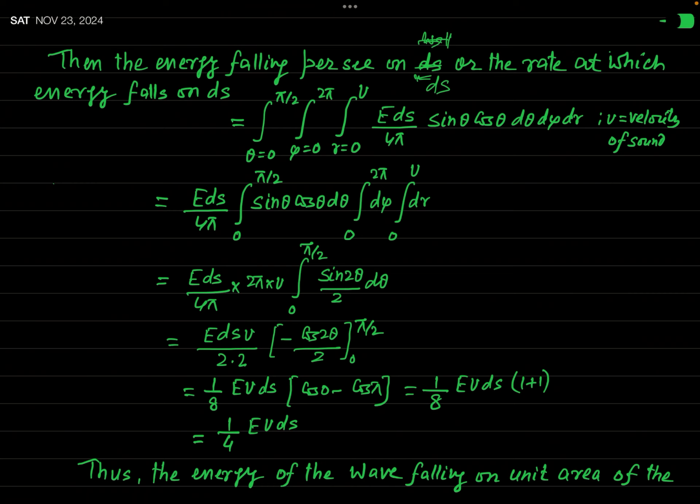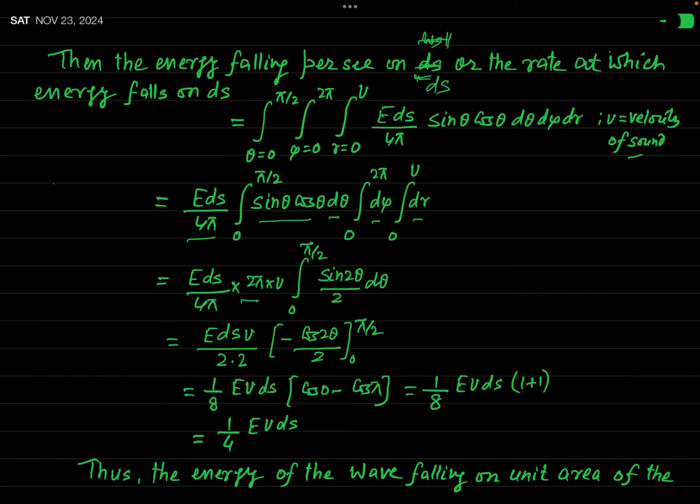So you can see this will be E ds over 4 pi. This is actually a constant factor. And the integral with respect to theta, where the integrand will be sine theta times cos theta from 0 to pi by 2. Then the integral from 0 to 2 pi d phi, and the integral over dr from 0 to v, where v is the velocity of sound. Why have I taken v? I have already explained that this is the distance covered by the sound wave in 1 second. Now, you know, the integral of d phi between limits 0 and 2 pi will be 2 pi.